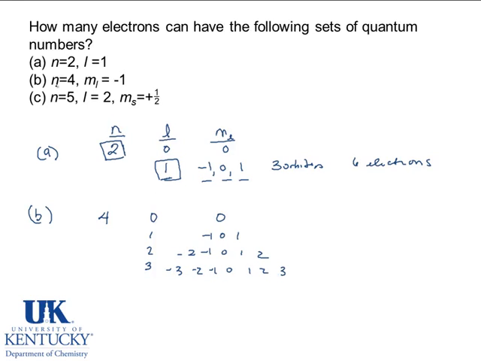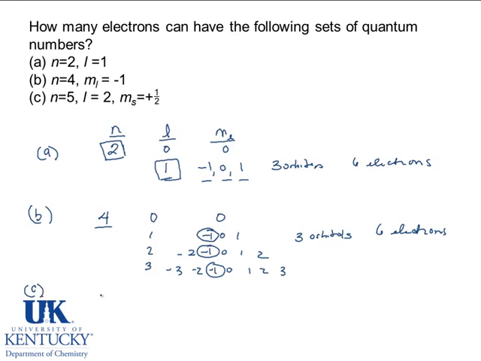So now let's look at what we need. We need an n of 4, which we have, and an m sub L of negative 1. Well, how many negative 1s are there? There's this one, and this one. So what I have circled here are 3 orbitals. These 3 orbitals will have an n of 4 and an m sub L of negative 1. Each of those orbitals can hold 2 electrons, so that would be 6 electrons. So 6 electrons in an atom can have an n of 4 and an m sub L of negative 1.